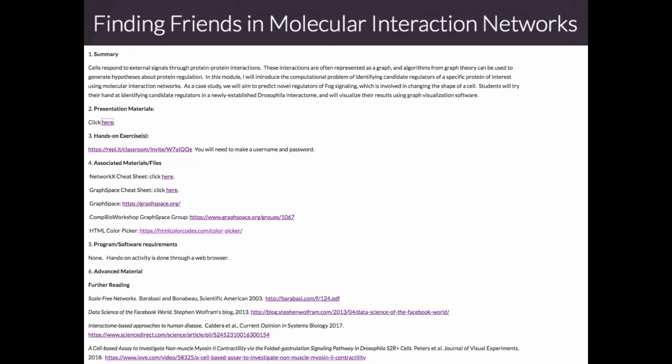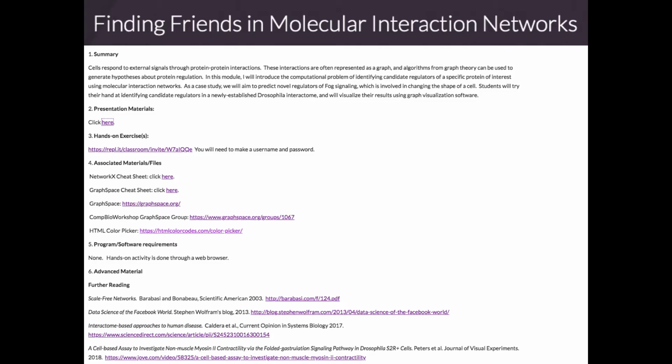So if we look at any particular module, we ended up with a shared set of categories that each one had information for. So including things from the summary, any presentation materials, and then the explicit hands-on exercises. A number of different modules ended up with associated materials or files. So this could include things like cheat sheets for different libraries that were being used, or in some cases specific data sets that were going to be analyzed. A list of any program or software requirements in order to complete this module, and then finally some advanced material that includes things like readings for students that found it really interesting and wanted to learn a little bit more about the topic.